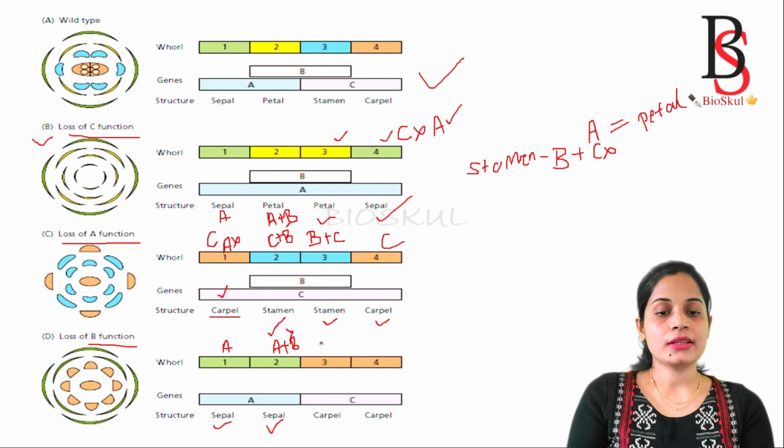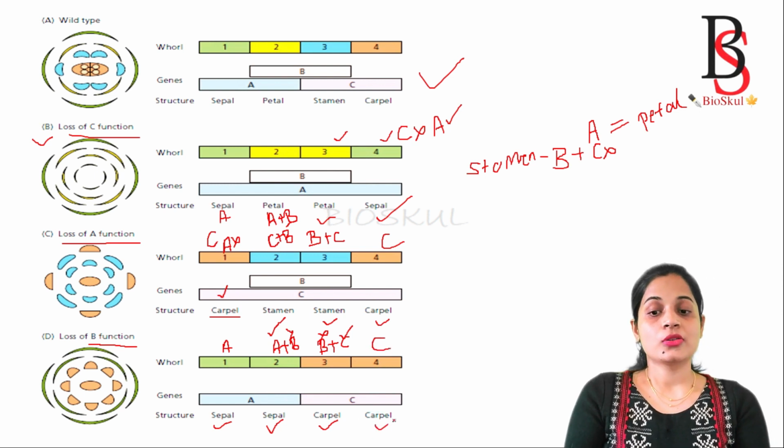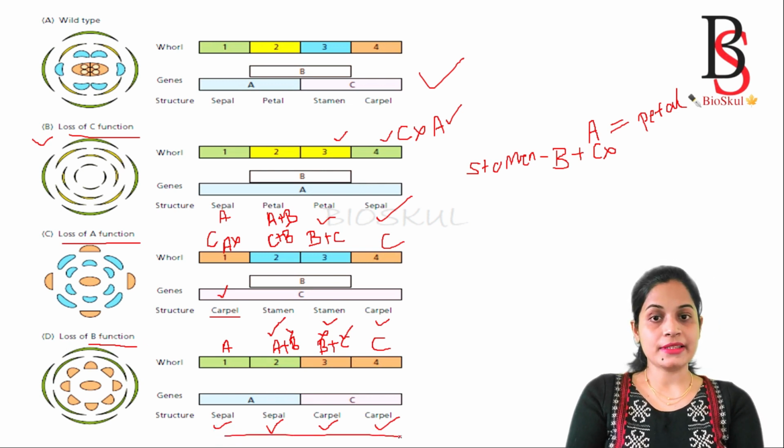Then next one is the whorl 3. It is represented by the B plus C. That is for the stamen. But here B is also lost. So only the C is expressed. If C is expressed, then it will form the carpel. And the whorl 4, it is the C. So C will form the carpel. So if there is a loss of function of the B, then we will find only sepals and carpels. Okay.